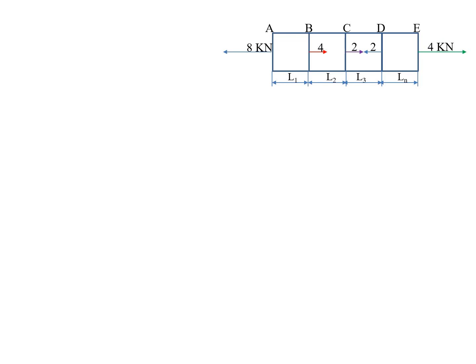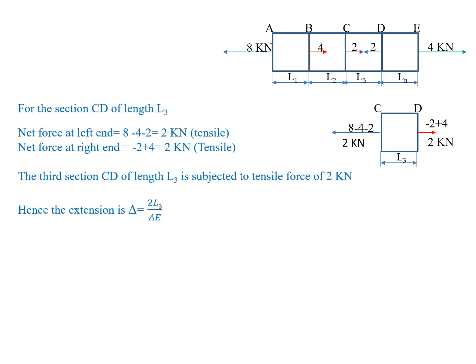Next we have to calculate the deformation of the section CD. For this, first we have to draw the free body diagram of CD. Then we have to observe the net forces acting on the left hand side and the right hand side of the section CD, which means at point C and at point D. First we observe the left hand side, which means at point C.